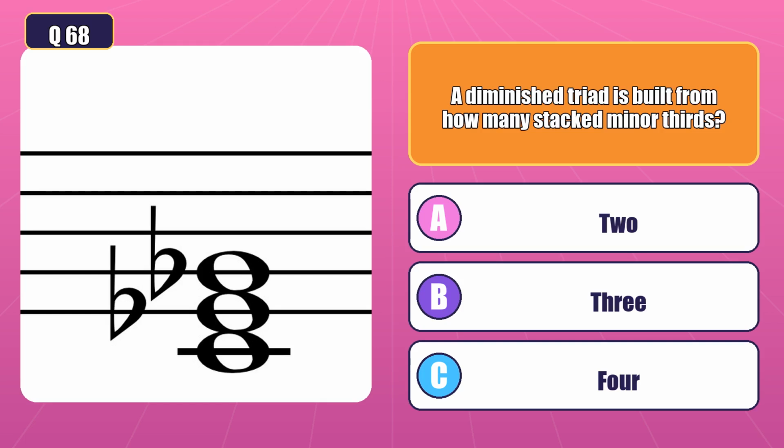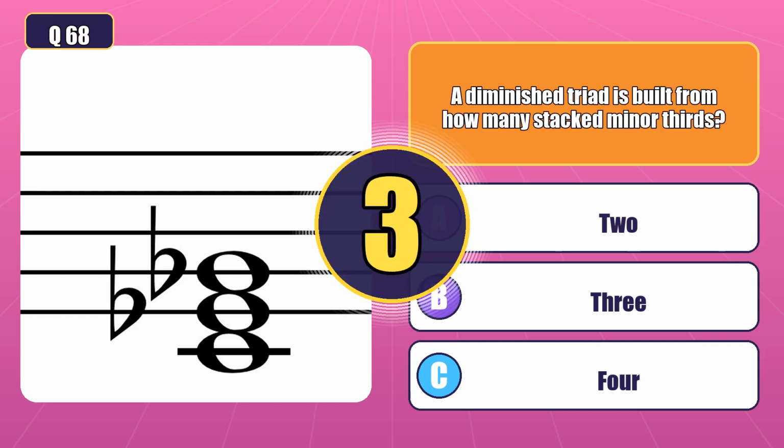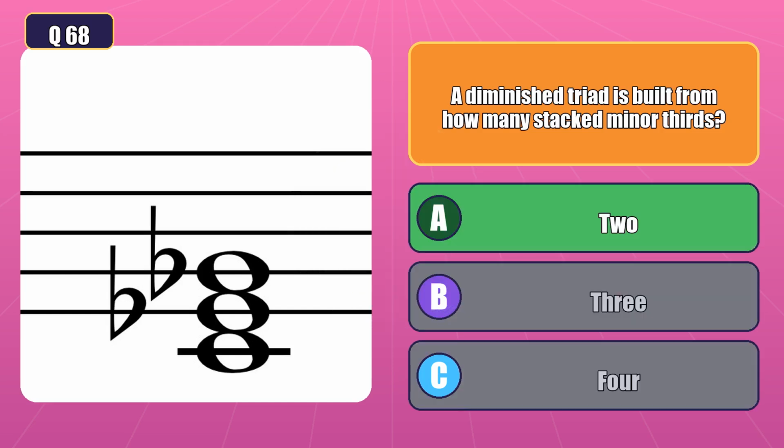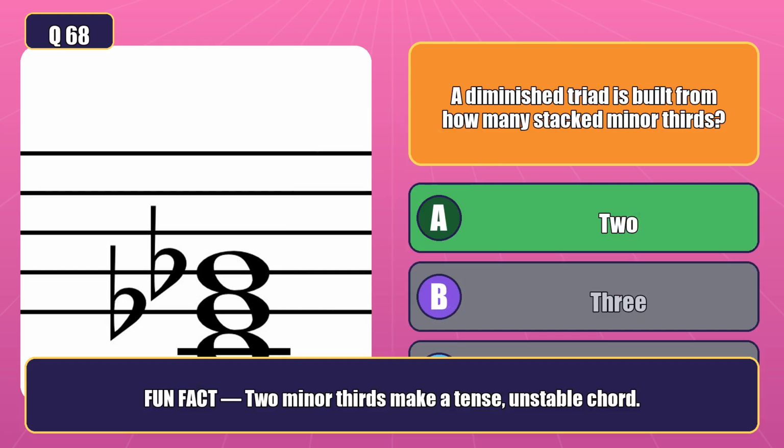Question number 68. A diminished triad is built from how many stacked minor thirds? The answer is 2. Fun fact, 2 minor thirds make a tense, unstable chord.